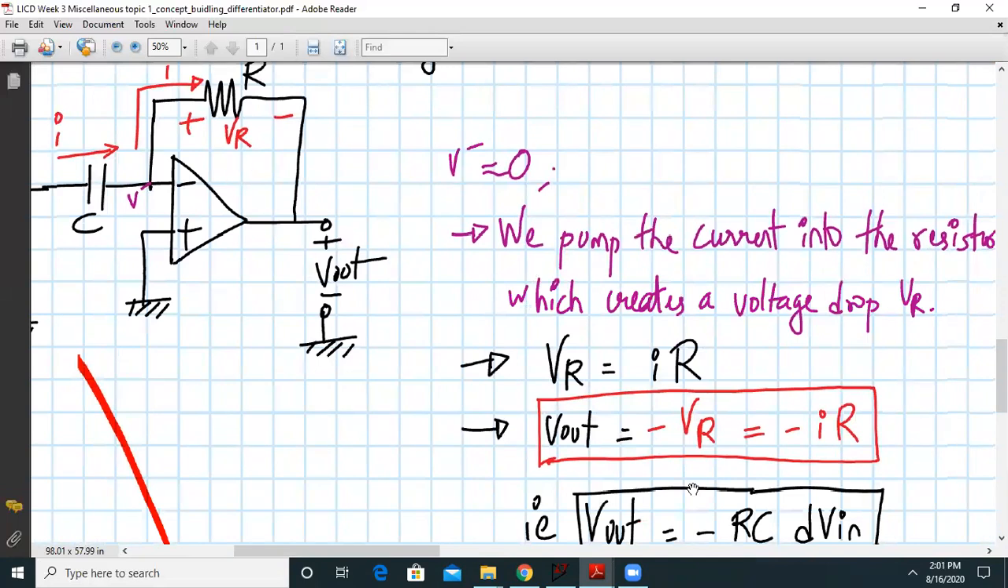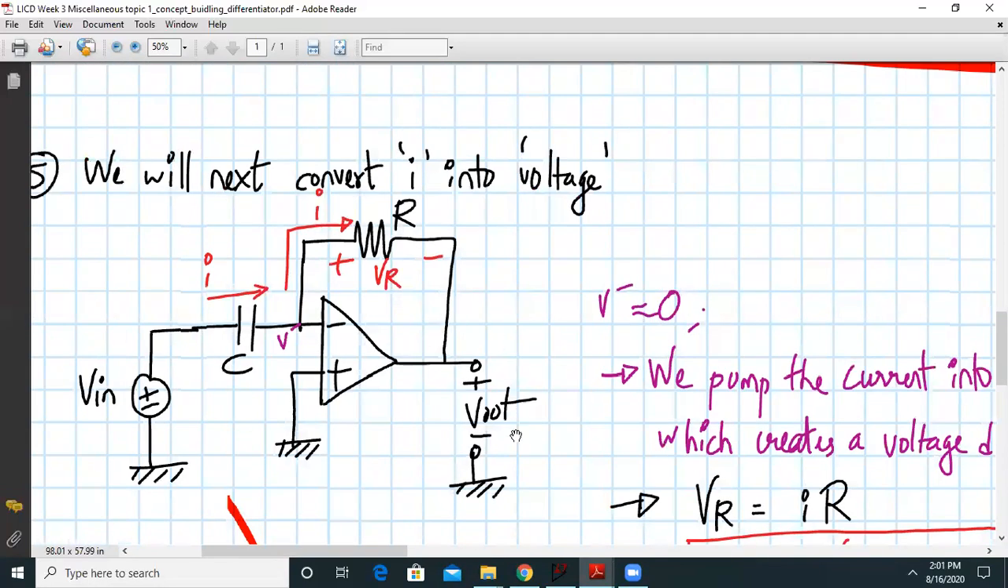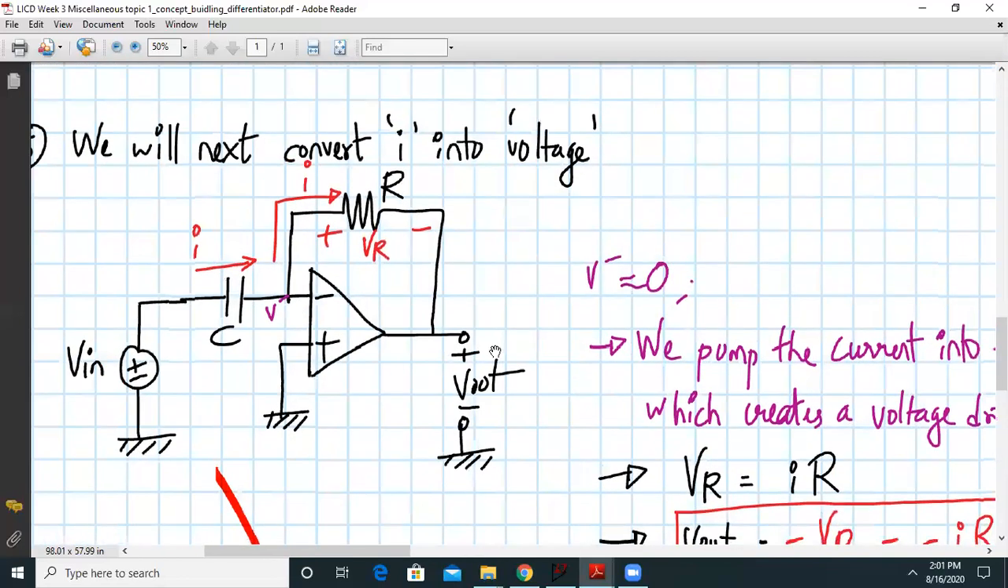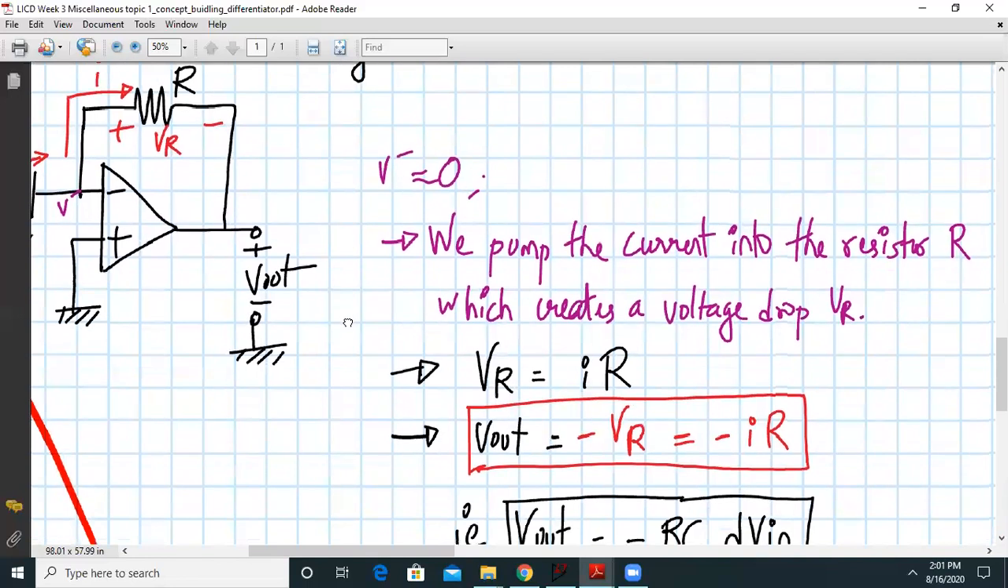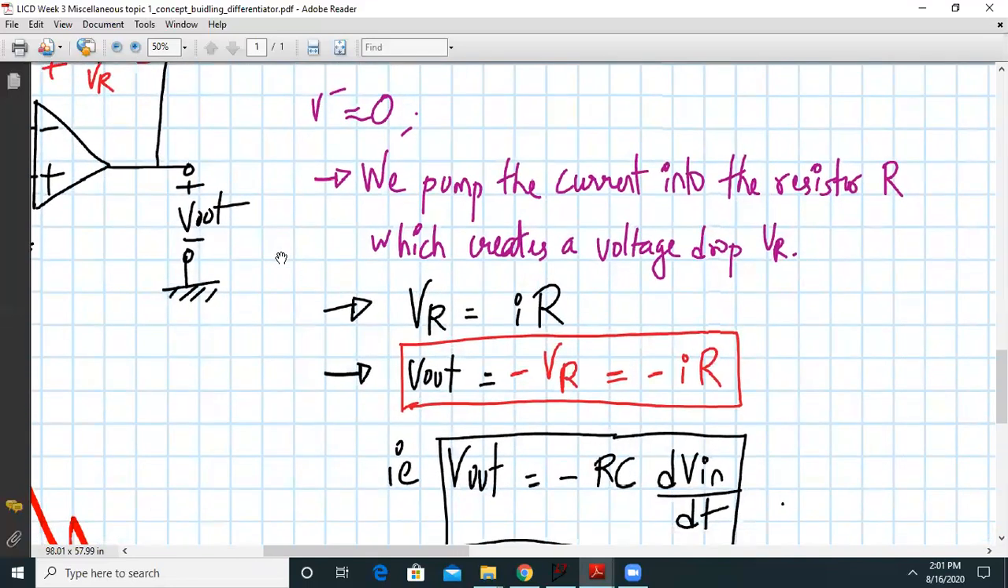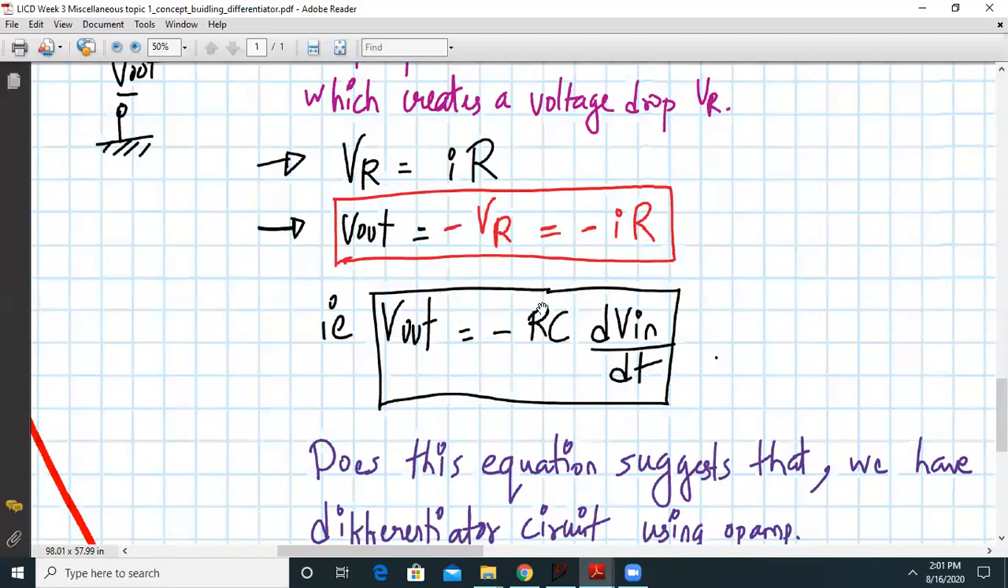So what will be Vout? Vout will be equal to minus VR. How? You can see clearly, V minus VR minus Vout is equal to 0. So Vout will be equal to V minus plus VR. Since V minus is equal to 0, we can write Vout will be equal to minus of VR, right? And VR is nothing but I into R, and I we have got earlier as C dVin by dt. So here is the relation. Vout is indeed equal to minus RC times dVin by dt.